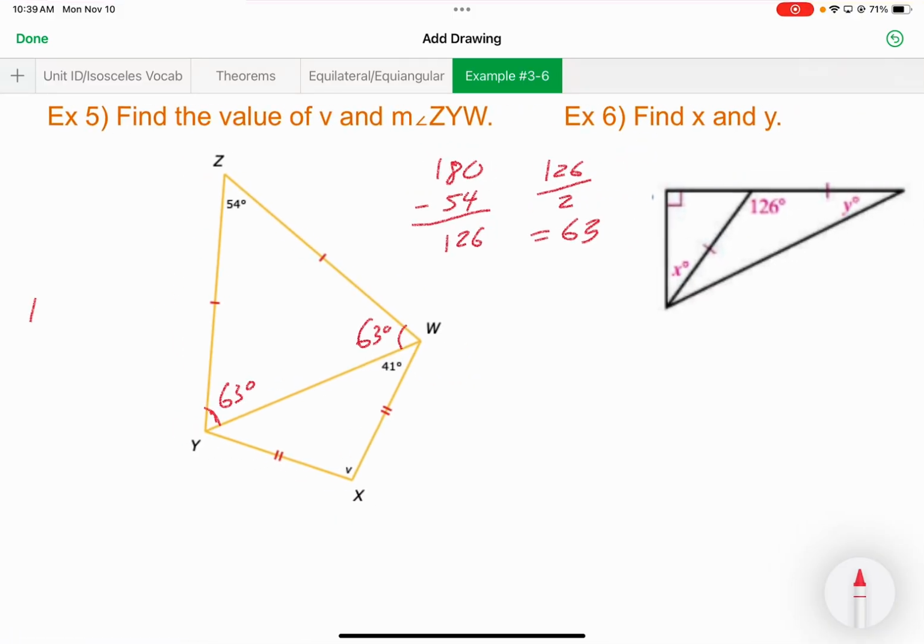And they ask about one of them. The measure of angle ZYW is going to be 63 degrees. Cool. I still need to find what V is. That relates to my bottom triangle. I know Braden knows, but I want to hear from someone else. How am I going to find V in that bottom triangle?